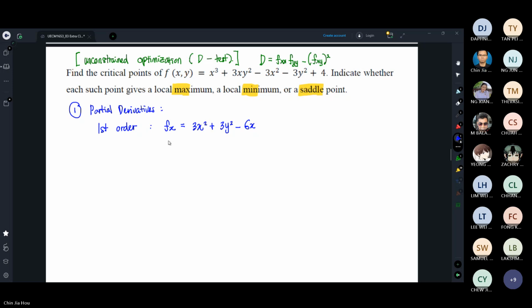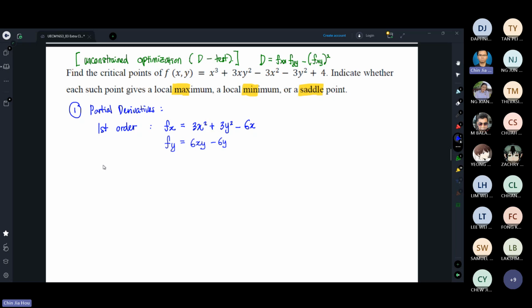Don't write anything. Fy. Now we treat the x as a constant. First term, no y, so 0. Second term, differentiate y squared, we get 2y. 2y multiplied with 3x, we get 6xy. And then the next one, 3x squared doesn't have any y, so 0. 3y squared, differentiate, we get 6y, so minus 6y. And the last term is number 4, which doesn't have any y, so we get 0. So this is the first order.